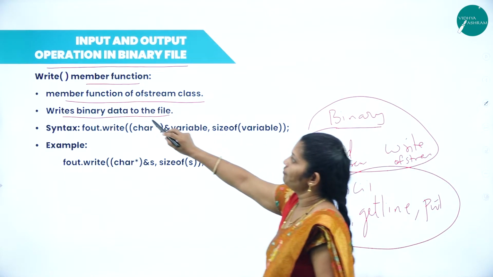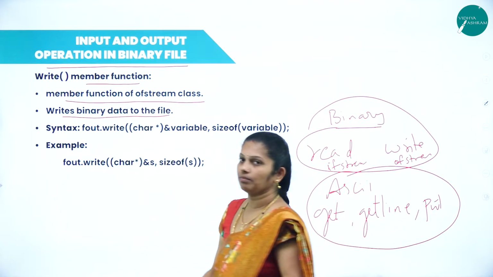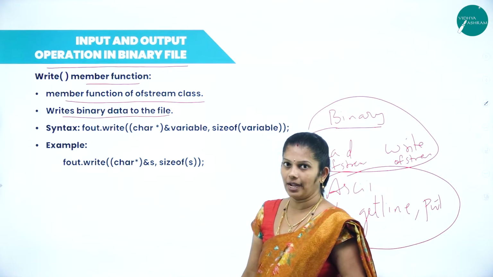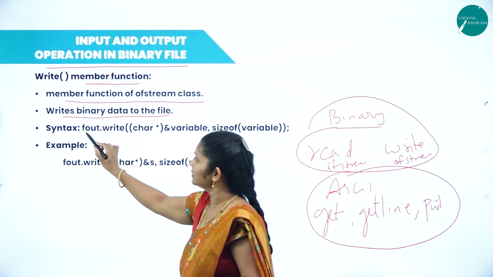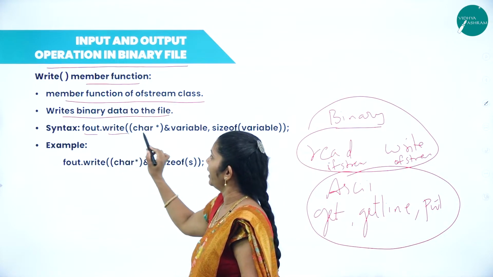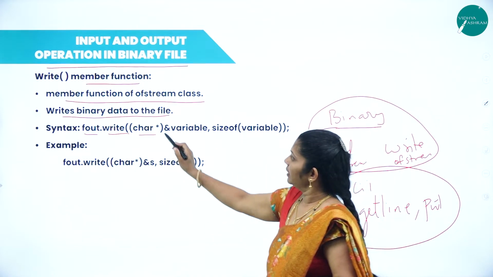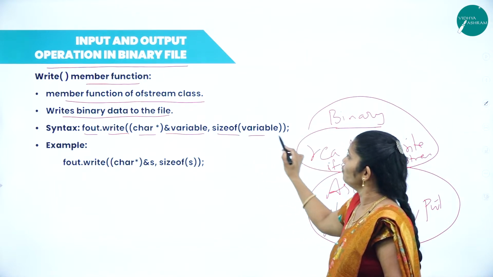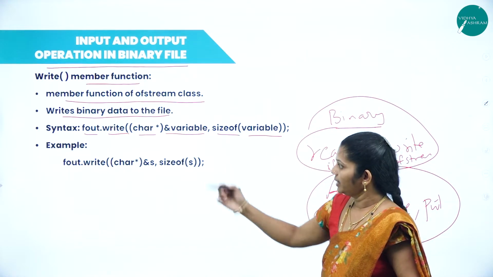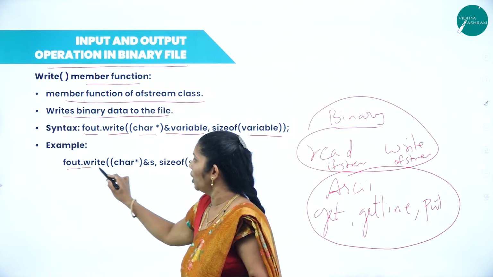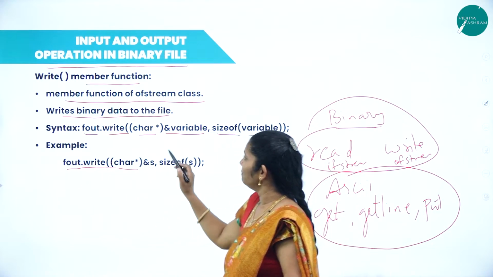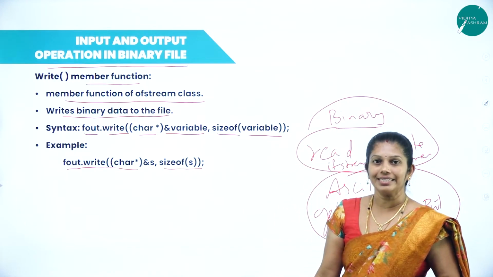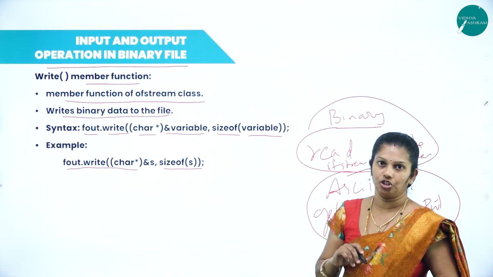Here also, if you observe, the write member function belongs to the ofstream class and it writes binary data to the file. While writing, the syntax is fout.write((char*)&variable, sizeof(variable)). This is the syntax. Here we have written one example, fout.write((char*)&s, sizeof(s)), where the ampersand s represents the variable, and sizeof(s). This is the syntax to represent the write function.